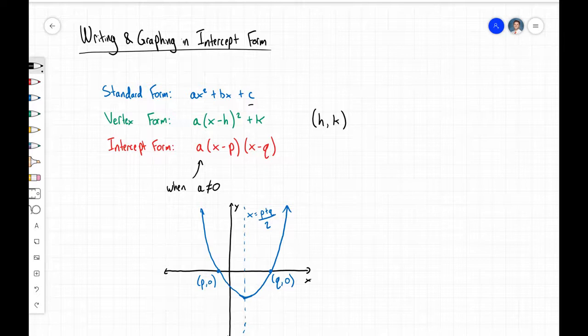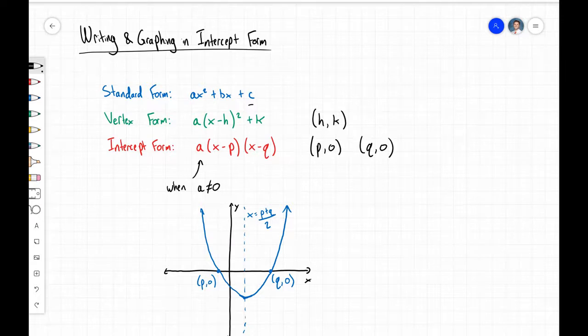And now we're going to look at intercept form, which is a times x minus p times x minus q. And this may look familiar to you because this is basically our factored form of a polynomial. Now, the requirement here is that a is not equal to 0, otherwise our entire function would equal 0. But the nice thing here is that in this form, our x-intercepts would be at (p, 0) and (q, 0).